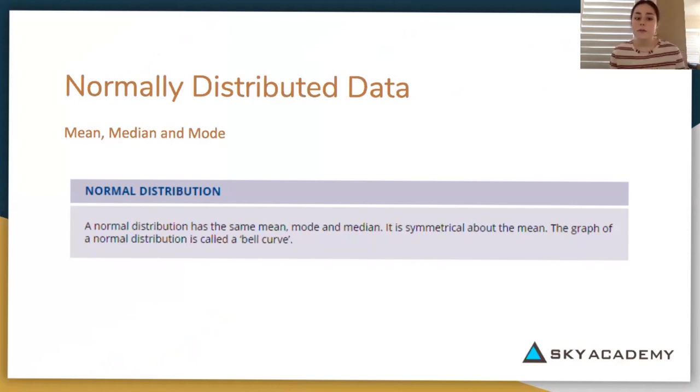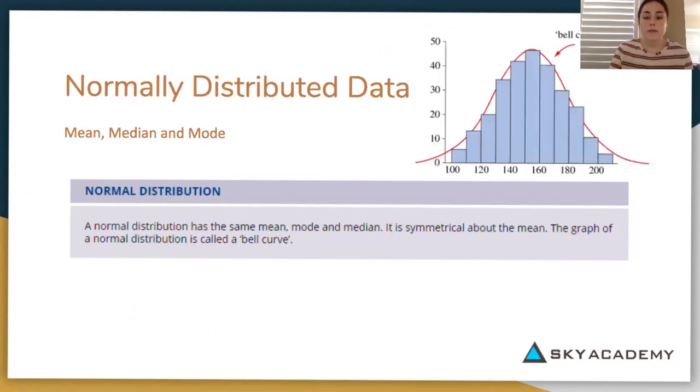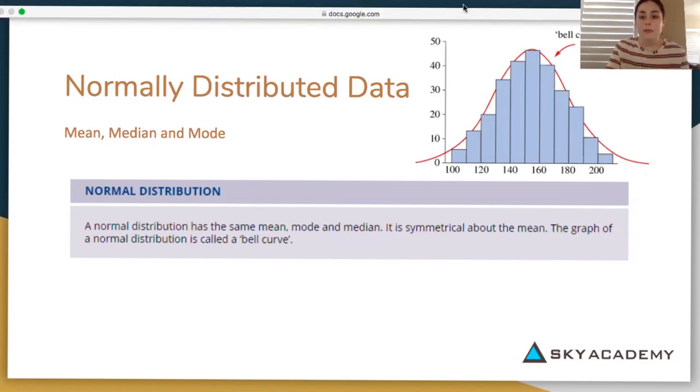So if we have a look here in the corner, this red line represents the bell curve. So that is indicating that this is normally distributed data. It's all symmetrical. So just quickly, we're going to talk about what the mean, mode, and median is.